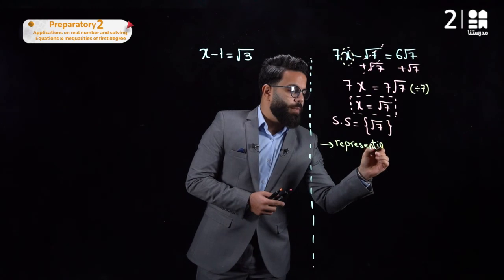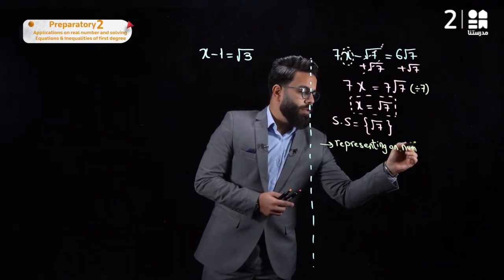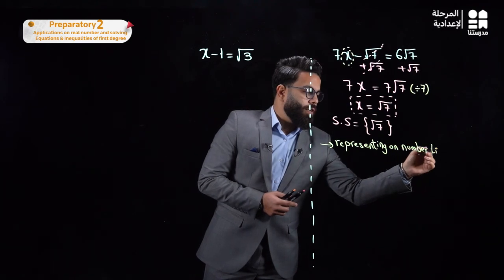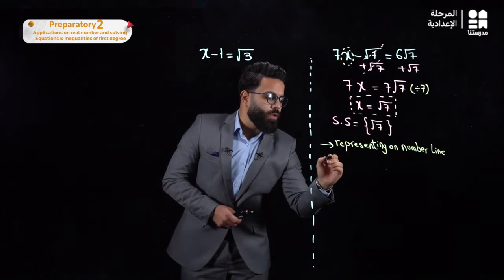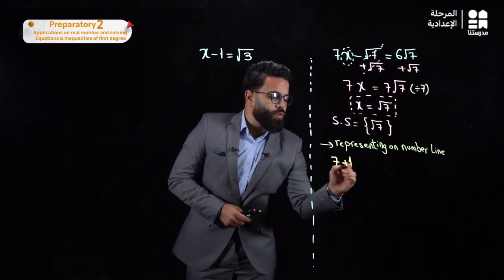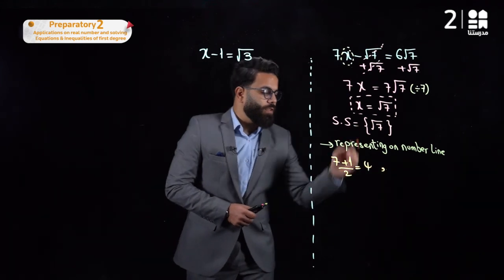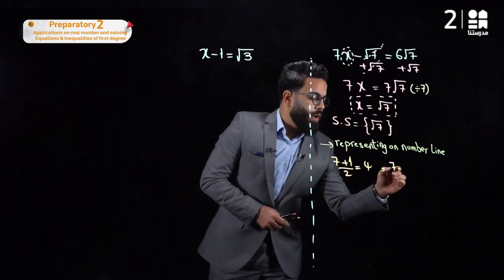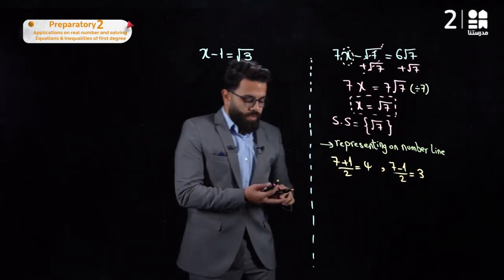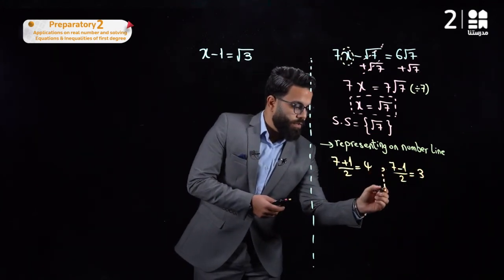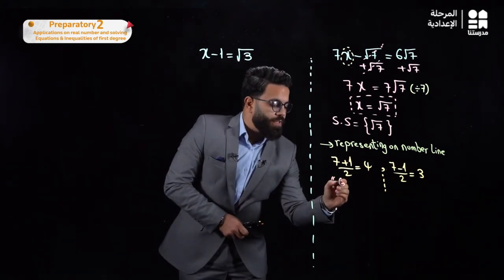تعالى نفتكر كنا بنعمله ازاي. On number line. طيب كنا بنعمل ايه يا شباب؟ Yes, number under root 7 plus 1 over 2, this is equal to 4, and yes, 7 minus 1 over 2, and this is equal to 3. كنا بنقول ان ده ايه؟ What is this? Yes, this is the compass.